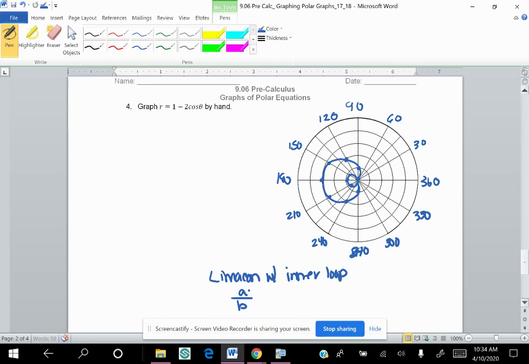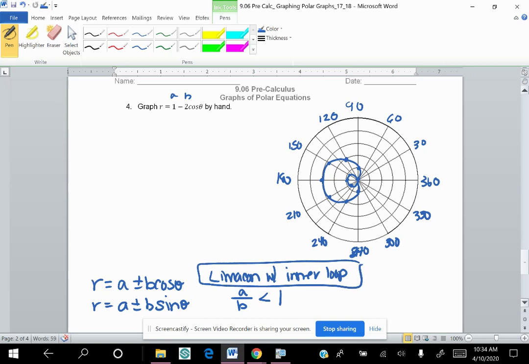So that's if, let me give you these formulas first. R equals A plus or minus B cosine theta, or R equals A plus or minus B sine theta. Those would both give you a limacon. If it has a limacon with an inner loop, that means A over B would have to be less than 1. So here's our A and our B. So 1 over 2 is less than 1. It's 1/2.